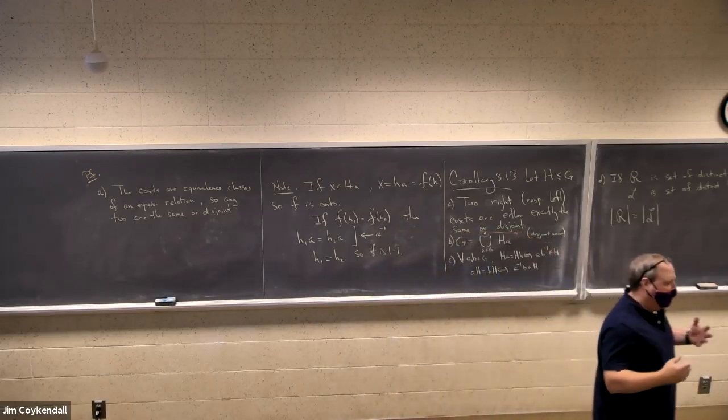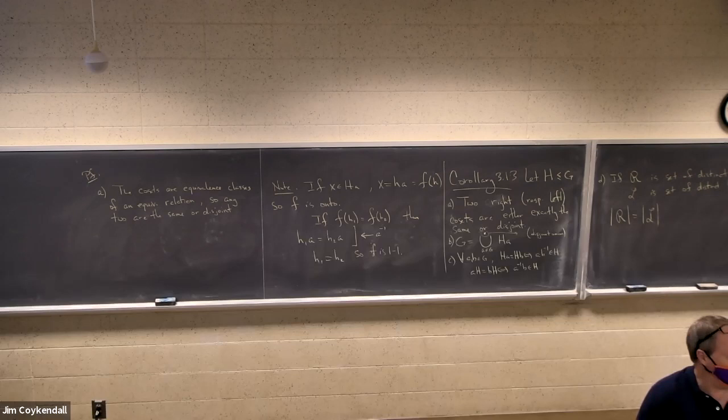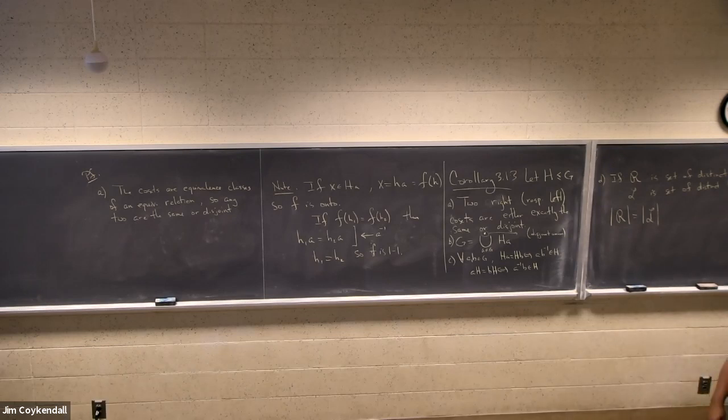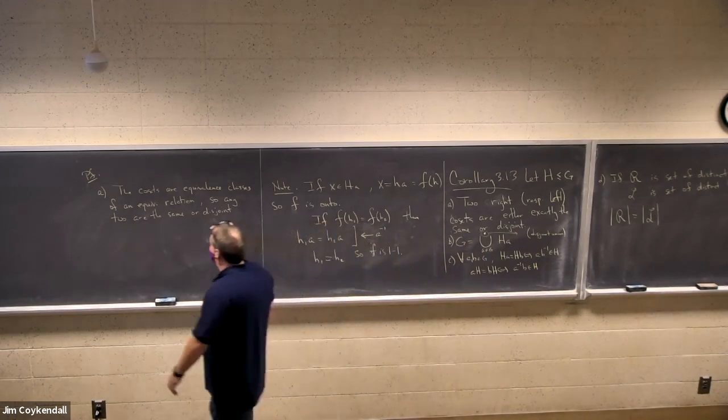If you have an equivalence relation, it partitions the set. Y'all remember that from way back when. An equivalence relation partitions the set into disjoint equivalence classes. And conversely, if you have any partition, that gives you an equivalence relation. So really, that's all we need there.